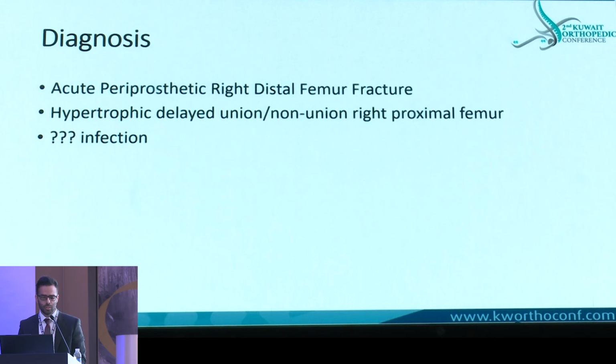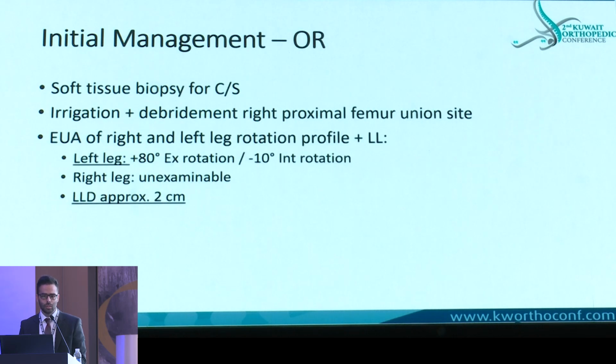In terms of diagnosis, the current issues are an acute periprosthetic distal femur fracture, a delayed or non-union, depending on how you want to classify this, of his right proximal femur, and a possible infection. So my management for these is to stage them. First thing to do is to get a soft tissue confirmation of an infection. So you take him to the operating room and do a soft tissue biopsy of the non-union site. Since you are there, you do an irrigation and debridement of the non-union site.